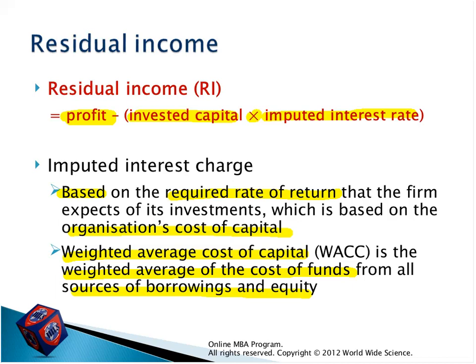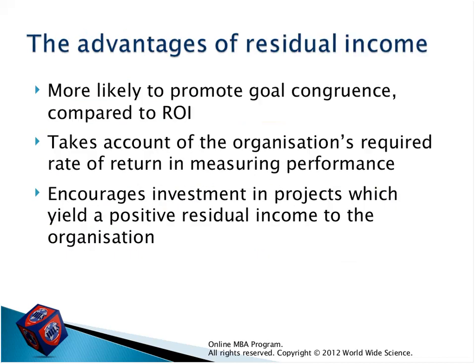So I think I have some examples for you. Let me show you again. What is the advantage of residual income? It promotes goal congruence compared to return on investment. It takes into account the organization's required rate of return, as NPV or IRR do. As well, it encourages investment in projects which yield a positive residual income to the organization. As well, residual income is focused on the company's profits, like return on investment.